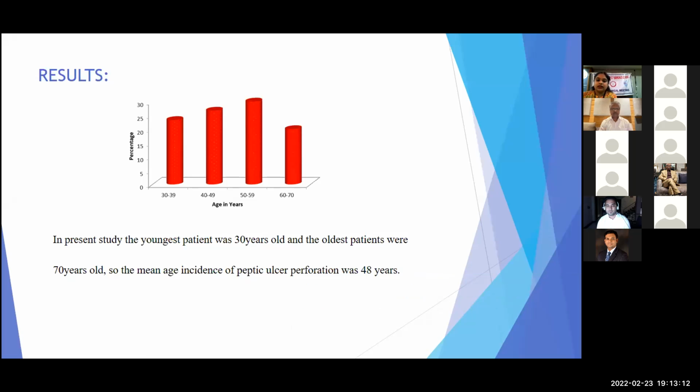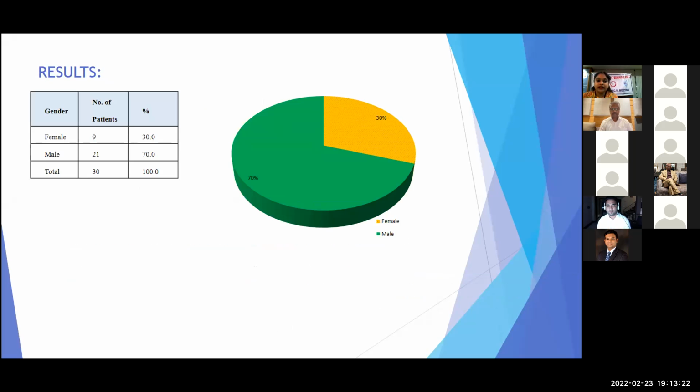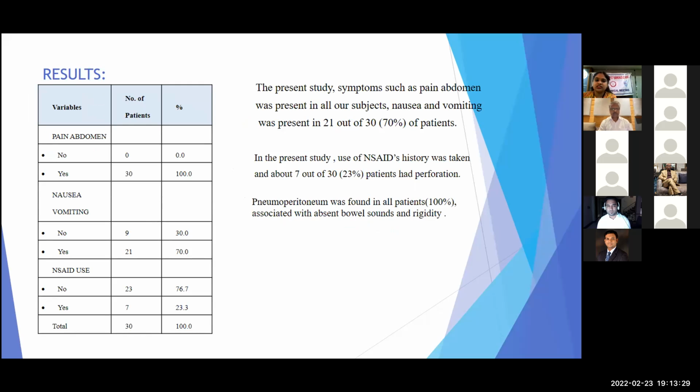Coming to results. In the present study, the youngest patient was 30 years old and the oldest patient was 70 years old. The mean age of incidence of peptic ulcer perforation was 48 years. About 70% were males and 30% were females who presented with peptic ulcer perforation. Symptoms such as pain abdomen were present in all our subjects. Nausea and vomiting was present in 21 out of 30, about 70% of my patients. NSAID history was present in 7 out of 30 patients, 23%. Pneumoperitoneum was found in all patients, associated with absent bowel sounds and rigidity.